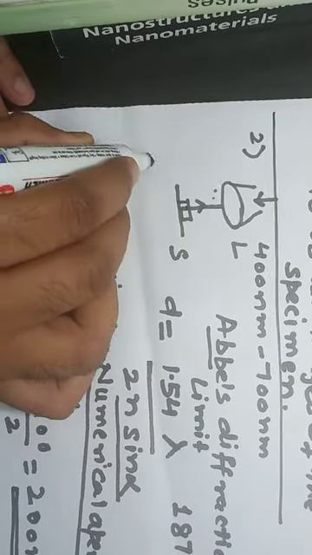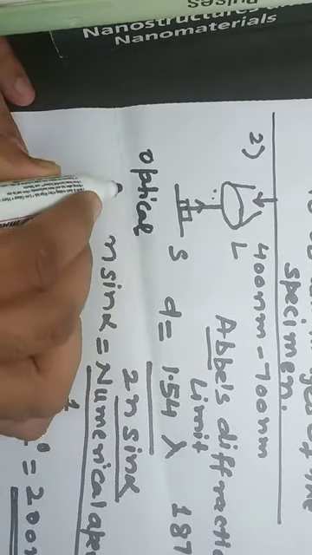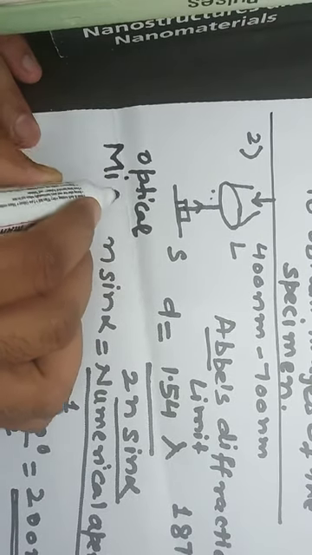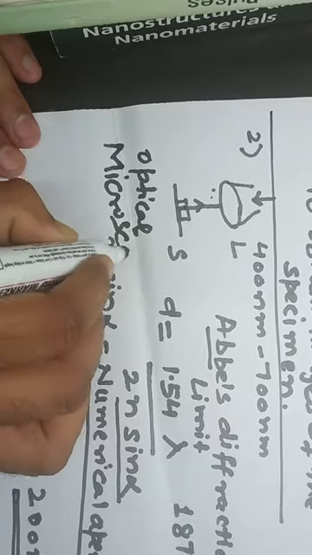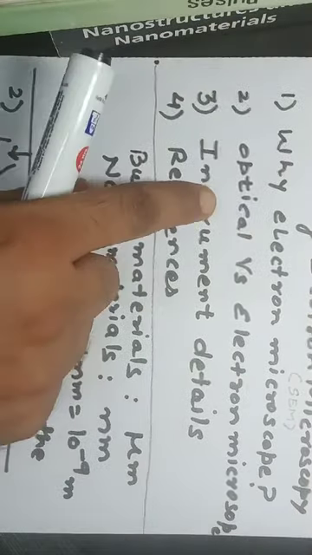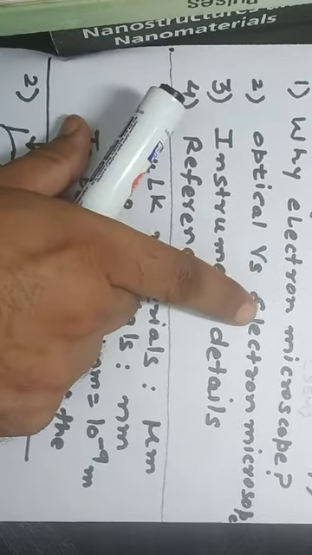Okay, so this is the optical microscope. Why do we need to have an electron microscope instead of the optical microscope? If we are able to understand this point, then let me come to the second point here. We always focus on this point, that is, optical versus electron microscope.